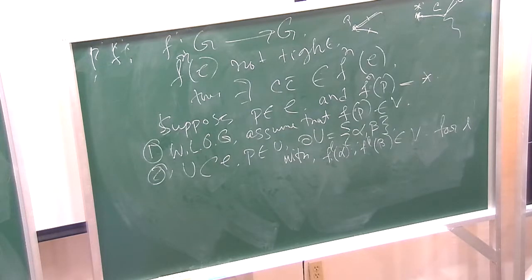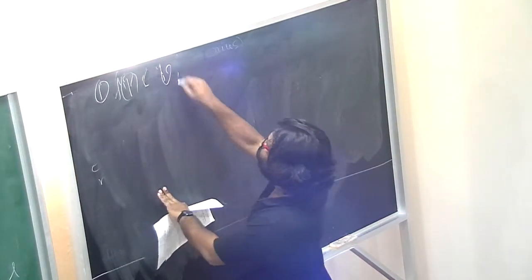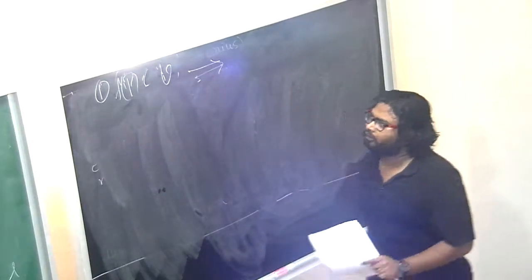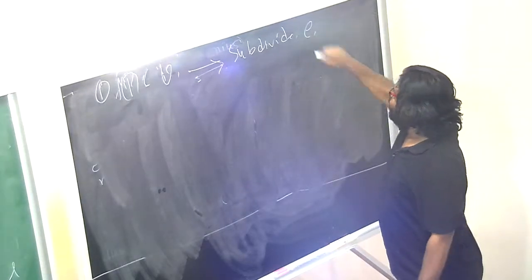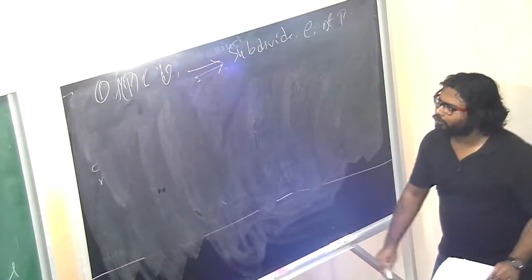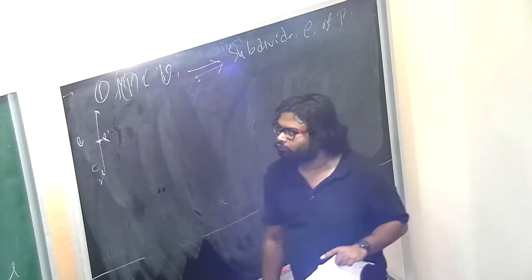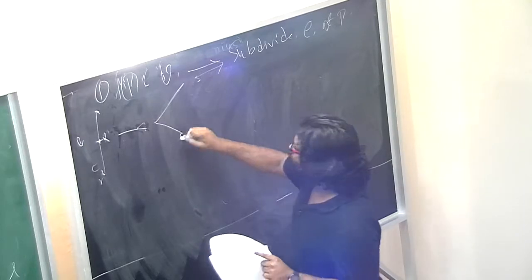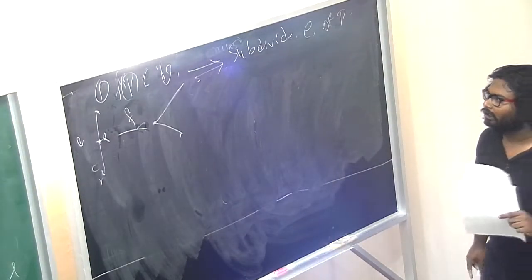Now what I can do: I have the property that f of P belongs to V. That means I can subdivide the edge at P. So that is my edge E, and I can subdivide the edge at my P. So my graph looks like this, and now I can break that F into edges.